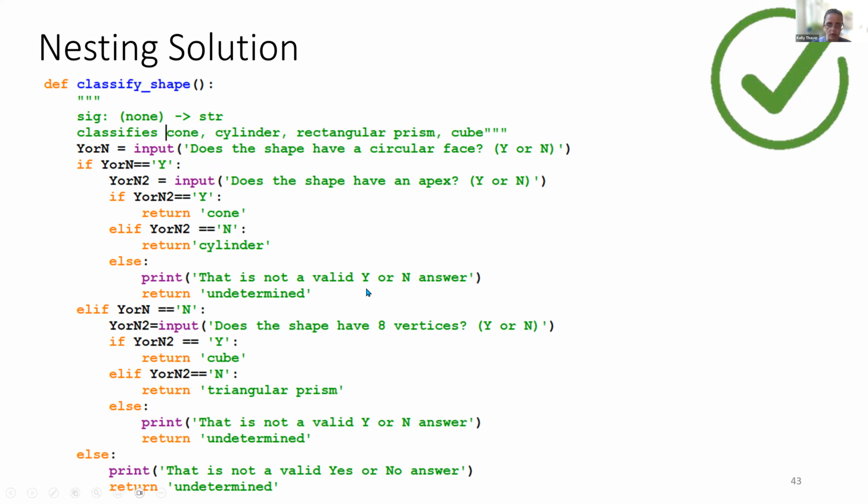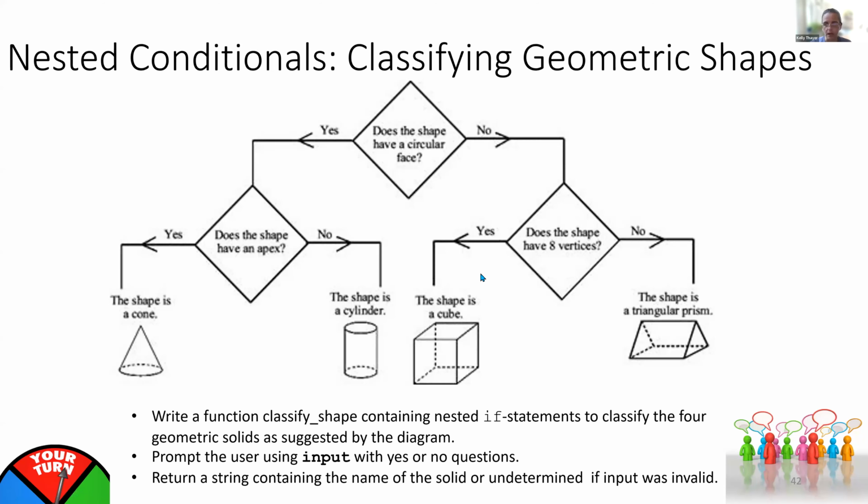Does the shape have a circular face? They might have said n. So now we know we're on the right-hand side of the chart. Y or n equals input. Does the shape have 8 vertices? Right, that was the next question we needed to ask. If it does, it'll be the cube. If not, the triangular prism.